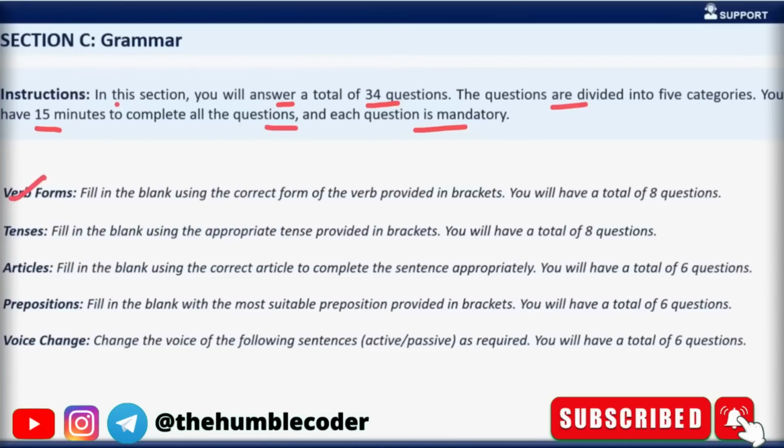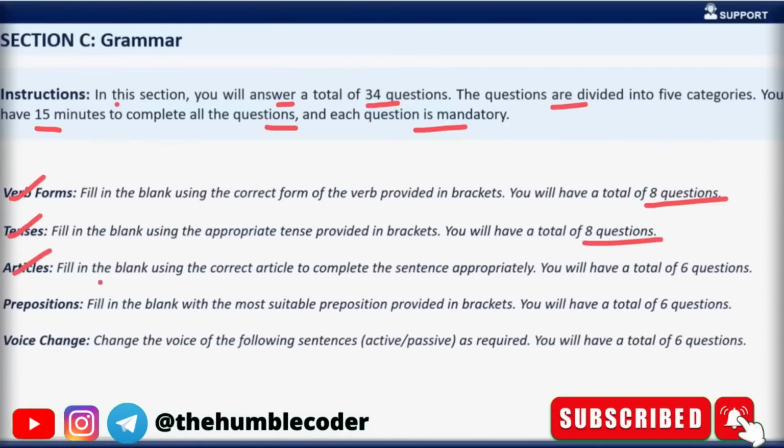First one is verbal forms. Fill in the blanks using the correct form of word provided in brackets. You will have 8 such questions. Next set of questions will be like fill in the blanks using the appropriate tense provided in the brackets. You will have again 8 set of questions for them too.